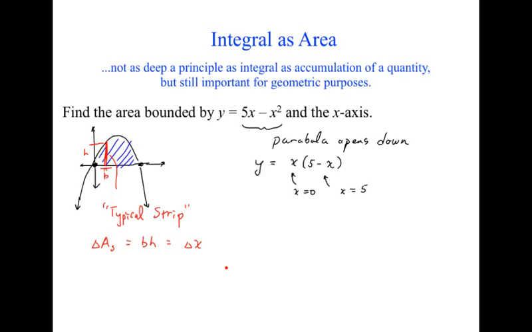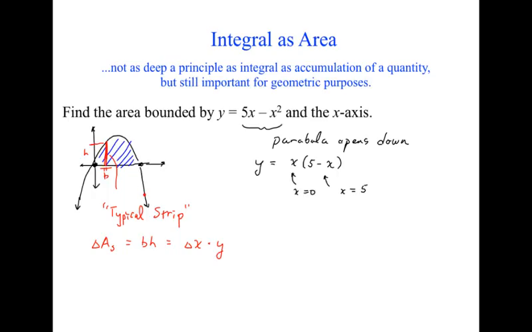This height could be one of four things. It could be just the x coordinate, it could be some change in x, it could be a y coordinate, or it could be some change in y. Which one of those four things is it? It's going from the x-axis up to the curve, so it's simply the value of y. Do you see that? The height of this strip is the y coordinate of the curve, because the strip starts at the x-axis.